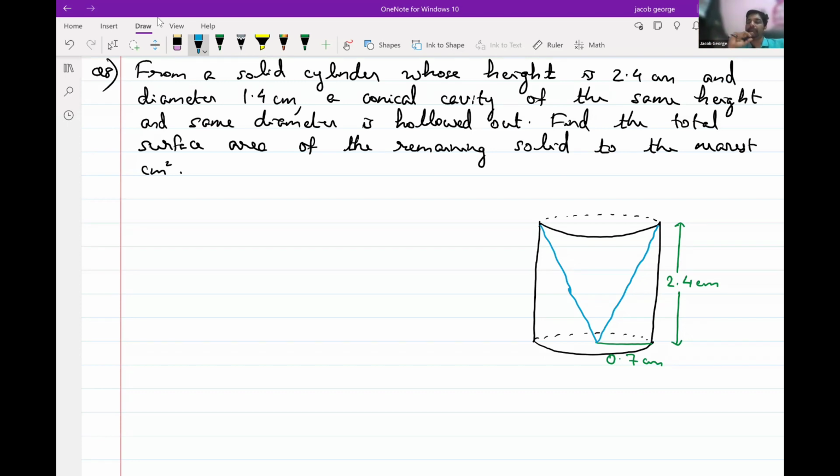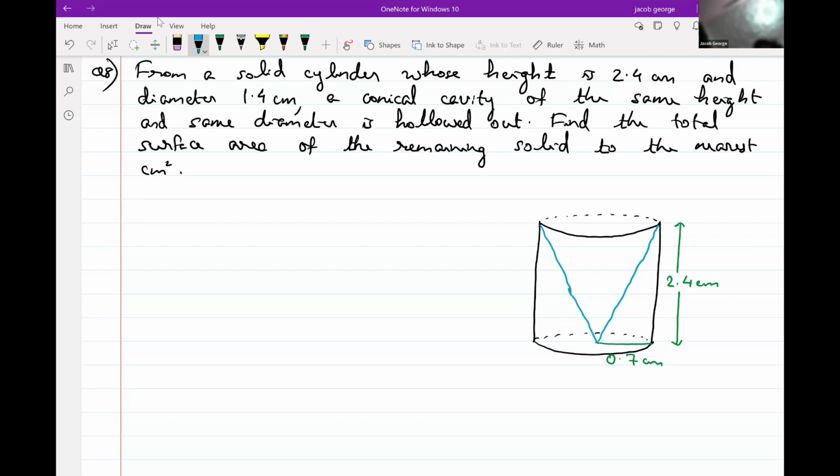But when we recollect the formula, what is the CSA of cone formula? Pi r l. L is required. We have r and h. We have to find l. You know the formula for finding l from r and h of a cone? l is equal to root of r square plus h square.